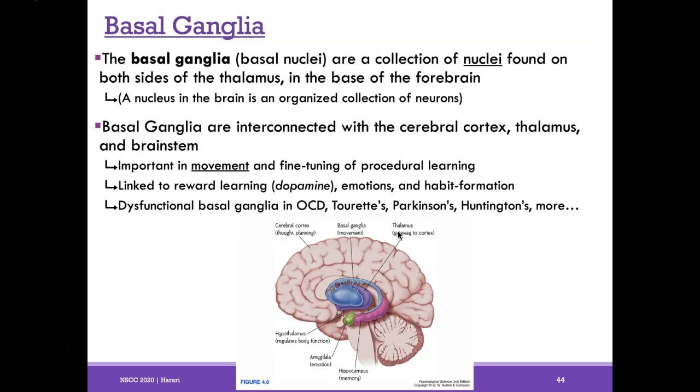Dysfunctional basal ganglia are found in patients with OCD, Tourette's, Parkinson's, Huntington's, and other neurodegenerative diseases. So we're just starting to learn how important the basal ganglia are. But there are so many disorders that result from dysfunctional basal ganglia. That's how we know how important they are. And interestingly, a number of different drugs like cocaine or nicotine increase the efficacy of dopamine. And so they act in the basal ganglia.